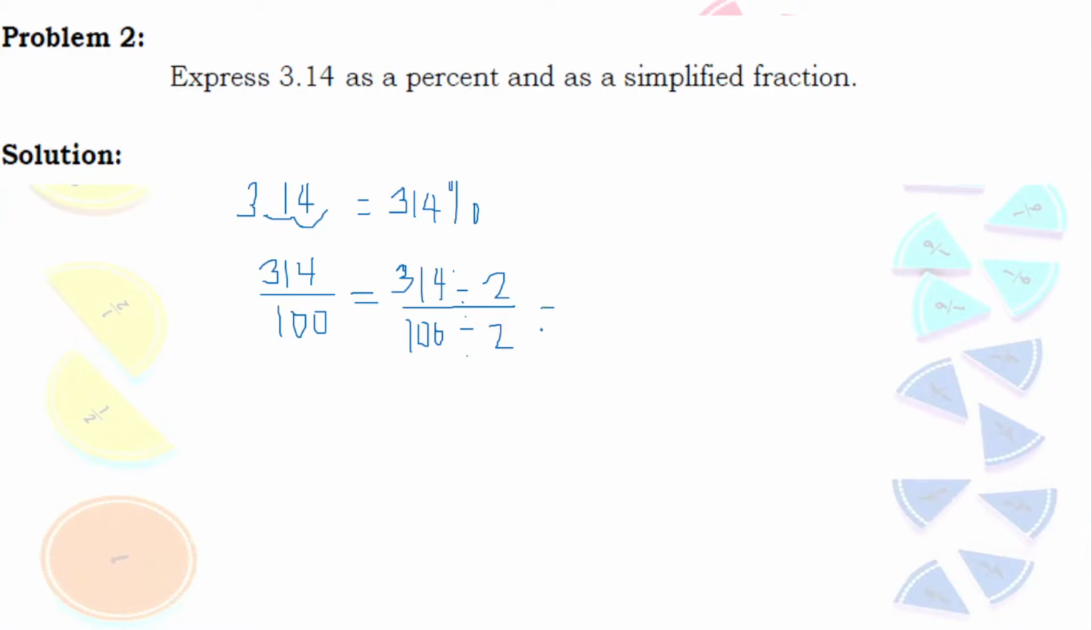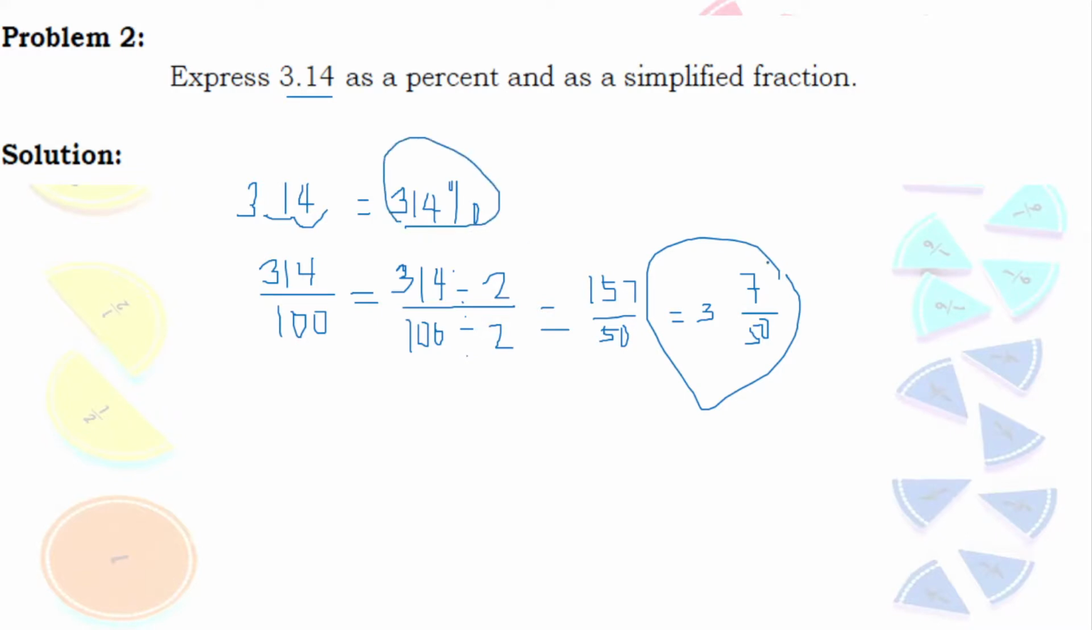Ayan. So we will get 157 over 50. And as you can see, pwede pa po siyang paliitin at maging mixed number. So we will get 3 and 7 over 50. So, ito na po ang sagot niya. Ito po ang from 3.40 na decimal, ito po ang percent niya. And then the fraction is 3740.